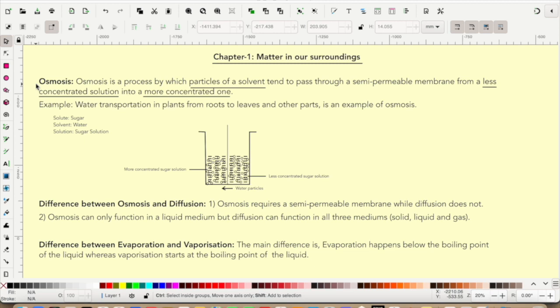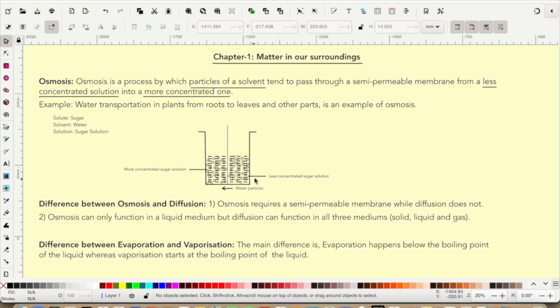So, talking about completion level questions and answers, we will see one more phenomena which is similar to diffusion. Osmosis. By definition, osmosis is the process by which particles of a solvent tend to pass through a semi-permeable membrane from a less concentrated solution into a more concentrated solution. Let us understand what does this mean.